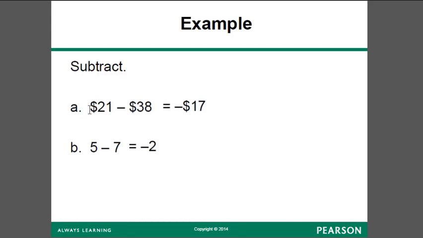Because notice, this number is positive, this number is negative. So my final answer is going to be negative. And I take the difference between 21 and 38, which is 17. Same thing here. My 5 is positive, my 7 is negative. So my final answer will be negative since 7 is larger. And then the difference between 5 and 7 is 2. So my final answer is negative 2.